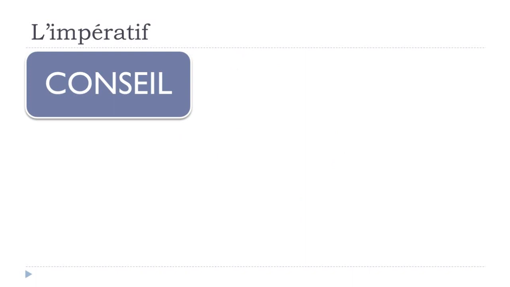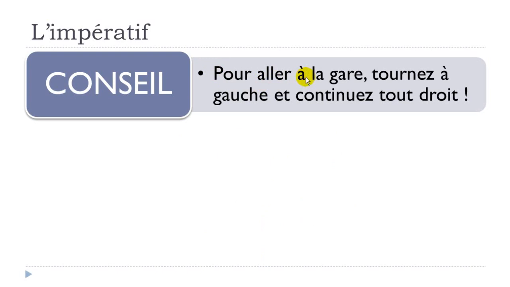Le conseil, so we've got this example. Pour aller à la gare, tourner à gauche et continuer tout droit. Okay, so to go to the station, aller is to go, la gare, the station. Pour aller à la gare, tourner, and that's our first impératif, à gauche, on your left, et continuer, continue is to continue, tout droit, straight. Okay, so tourner and continuer here are at the imperative form. Okay, normally at this level, maybe it rings a bell and maybe you can think that they look like something we saw previously.